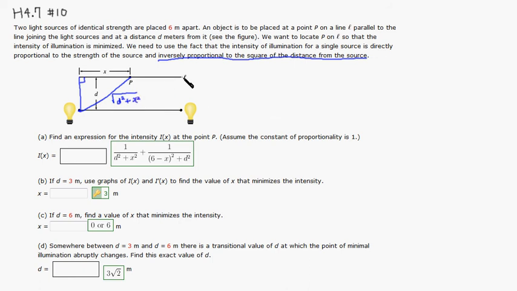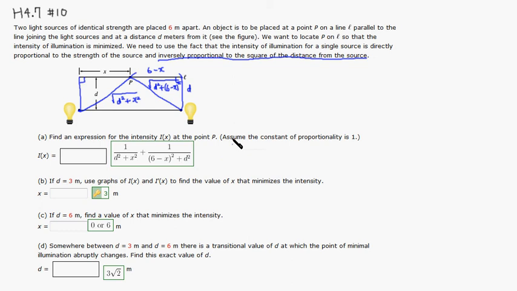Right? The distance to the light source on the right is going to be 6 meters minus x, and this is still d. So this is going to be the square root of d squared plus the quantity 6 minus x squared. Right? So for the square of the distance, we just have to take away the square root.